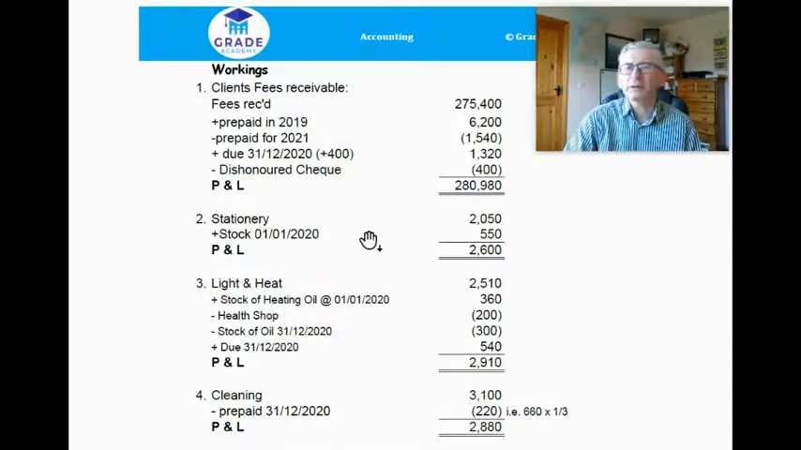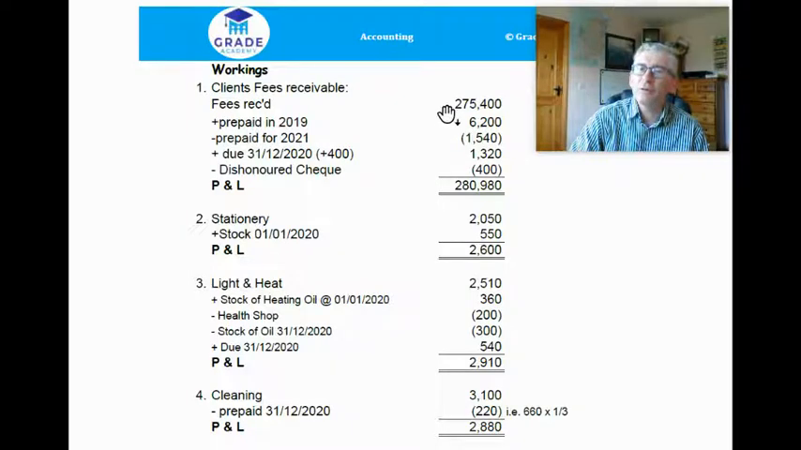Well, I suppose we go to the workings, and the workings are on page 43 of your booklet. First of all, our starting point always is, what do we receive in the bank account? We receive 275,400. We add the amount that was prepaid in 2019, even though we didn't receive it this year. We received it last year, and therefore it refers to this year's accounts. We have paid 1,540 this year, but it relates to next year, so we do not put it into this year's account, so we take that figure away.